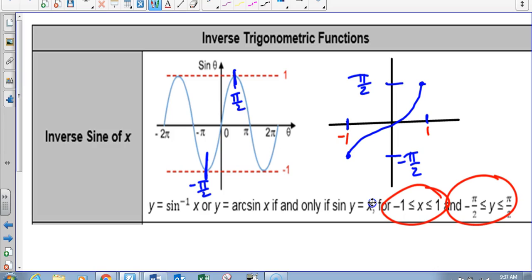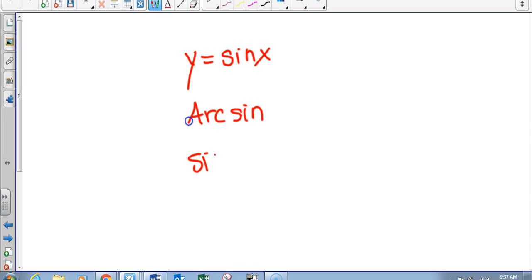Let me put an extra slide in here real quick. We're going to talk about finding the inverse sine. I'm going to write that. That's not what I want, but we're going to talk about finding either the arcsine or the inverse sine of a value. Now, we need to talk about the difference in these three.